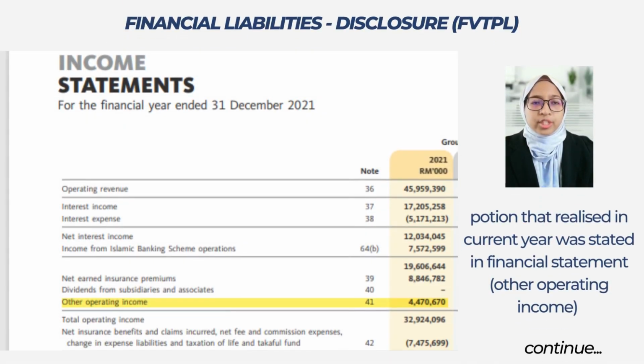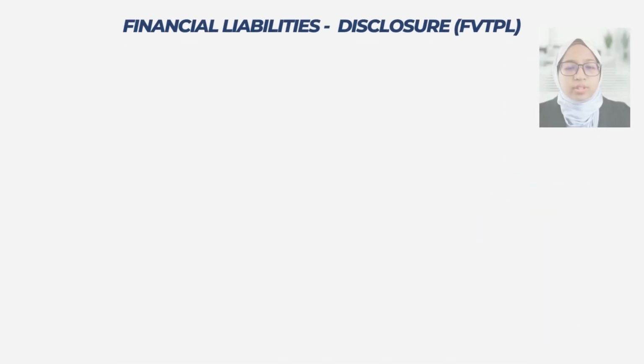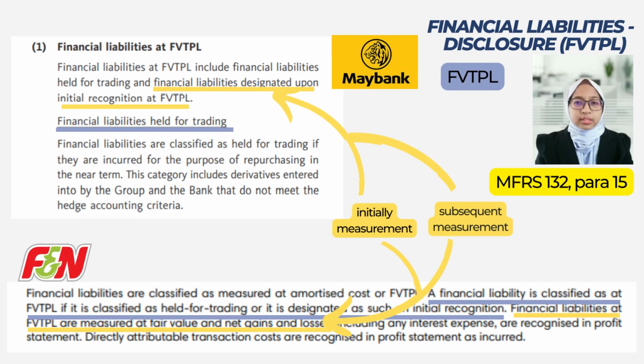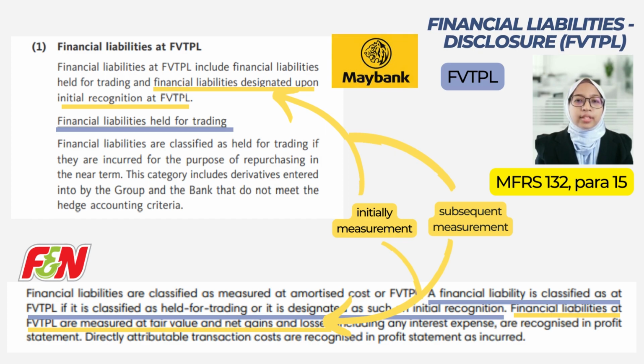In the income statement, the portion that is released in the current year is stated in the group of other operating income. By referring to note 41, the component related to the financial liability can be found. As you can see, as highlighted, it is the realized loss on financial liability at fair value through profit or loss. In the notes on their accounting policy, the entity also mentions the item and measurement. As you can see, we have highlighted the item in purple and the measurement in yellow.